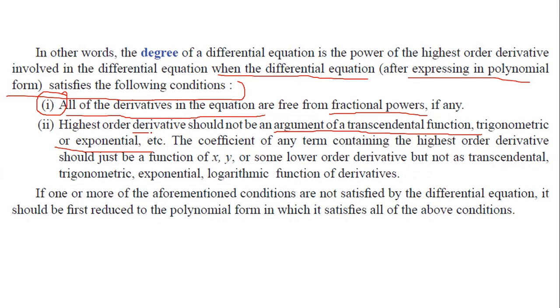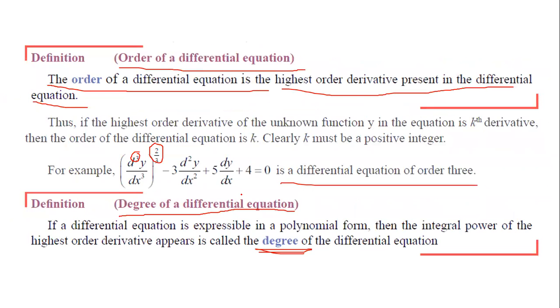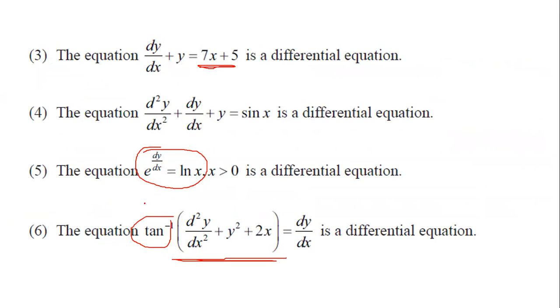Highest order derivative, if some highest order derivative is there. For example, here, see this equation. What is the highest order here? 2 is the highest order. But we are not able to write that 1 is the degree here, because it is a transcendental equation, a trigonometric equation. If it is a trigonometric equation, we can write the order for this, but we are not able to write the degree.